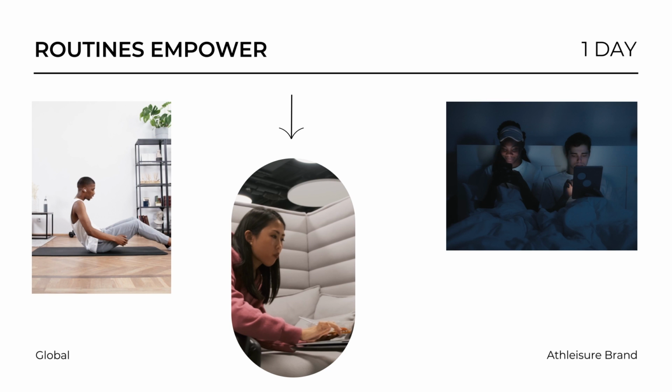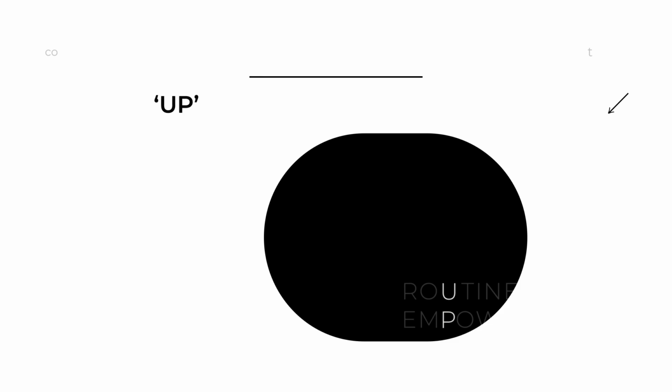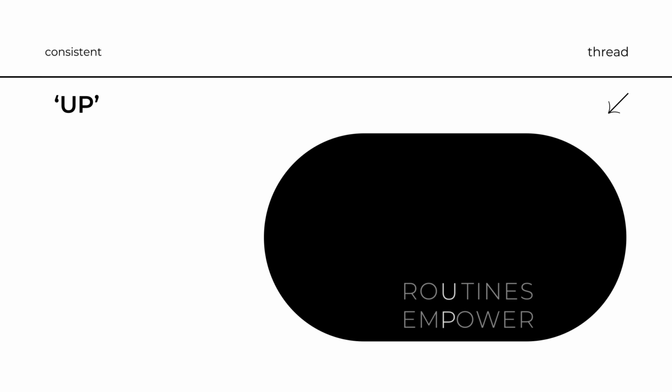We are going to lift the letters U and P from the words routines empower in order to use this word up throughout each video clip as a common thread to tie all of the clips together and to bring in our main message at the end of the commercial.